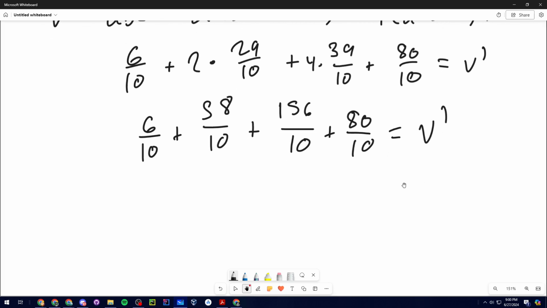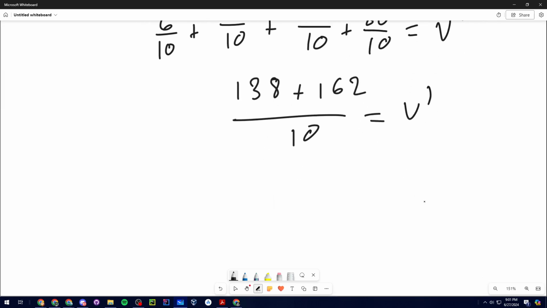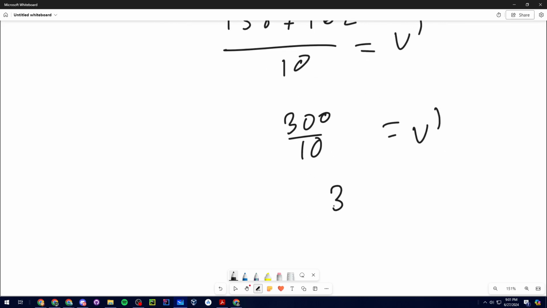Let's go to v prime. What can I do to make this really easy on myself? This is just equal to 138 plus 162 over 10. And then 138 plus 162 is 300 over 10. Well, what do you know? The answer is just 30.